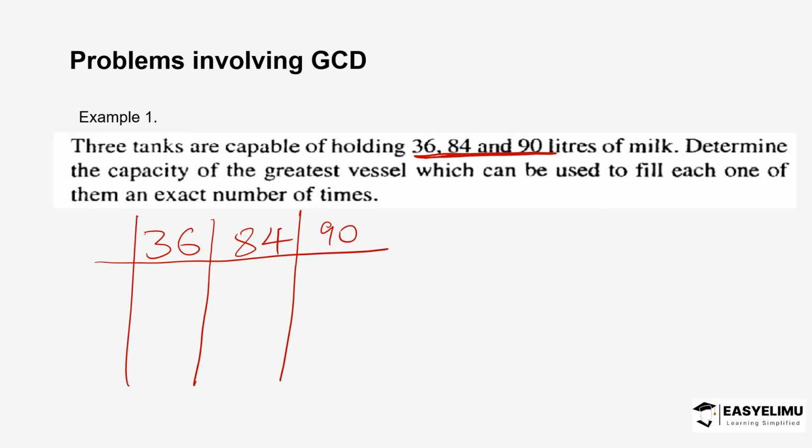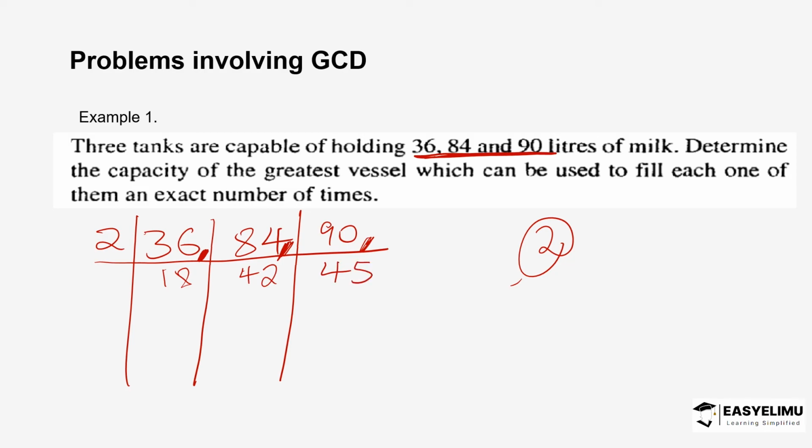So you start with the smallest prime number, which is 2, and then you check whether the first number here is divisible by 2. Yes, it is, because the last digit is even. Remember, that is the condition for a number to be divisible by 2. The last digit must be even. This, again, the last digit is even, so it's divisible by 2. The last digit is 0. So you divide by 2. Take note that this number here should be a factor of all 36, 84, and 90. So 36 divided by 2 is 18, and 84 divided by 2 is 42, and 90 divided by 2 is 45.